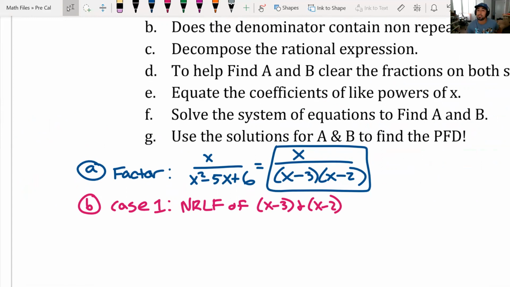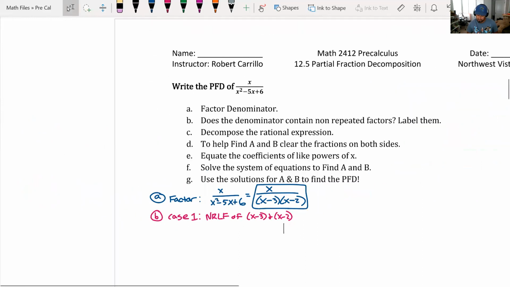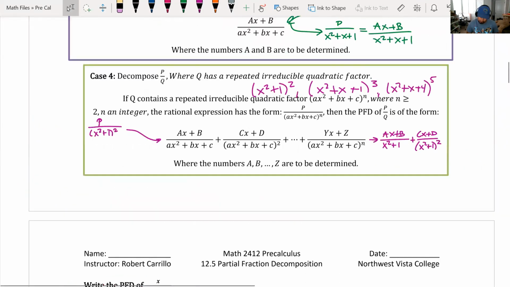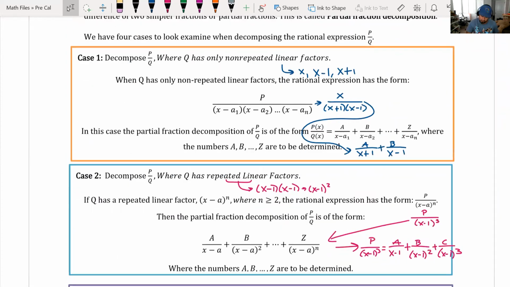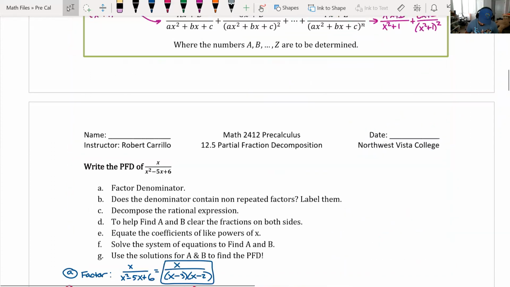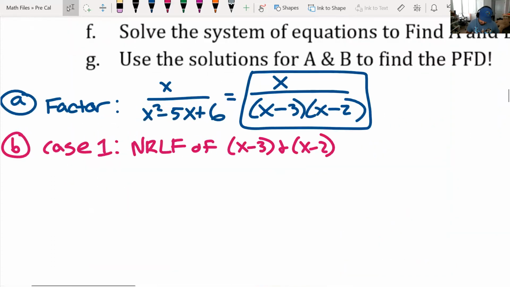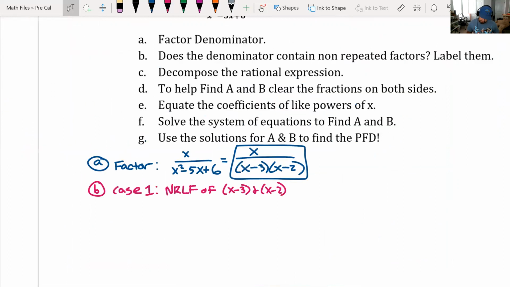So C is to decompose the rational expression. So let's just take a quick trip back up to the top. If it's case 1, then the breakdown, which is down here, is going to be A over the first linear factor plus B over the next linear factor. So this is how case 1 works. So C is to decompose.